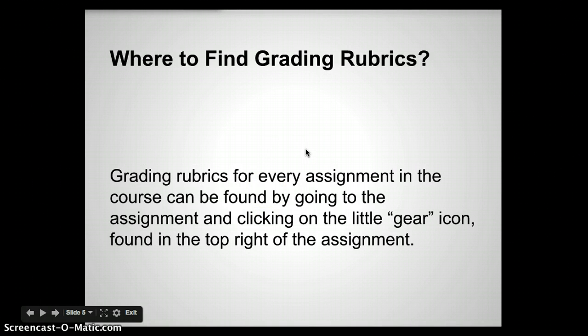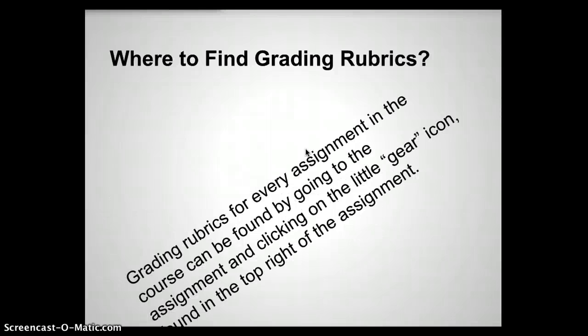Now, let's talk a little bit about where we can find grading rubrics in the Canvas learning system. Grading rubrics for every assignment, if your instructor is using grading rubrics, can be found in the assignment at the course, and it can be found by going to the assignment and clicking on this little gear icon that you can find at the top right hand side of the assignment.